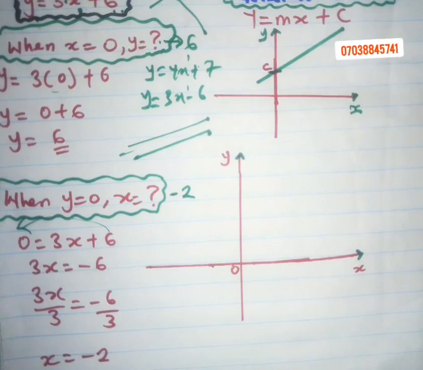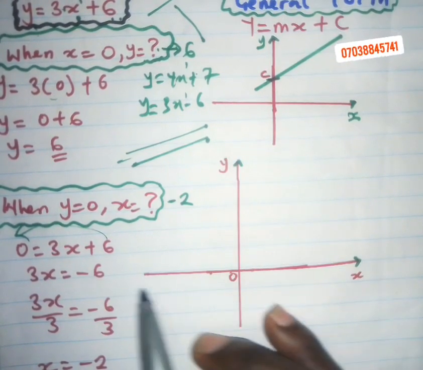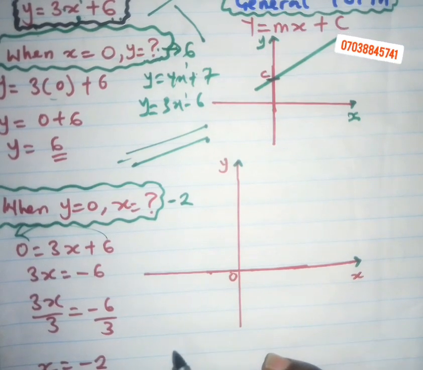Now let's sketch the graph. To sketch this graph, you just draw 2 lines. The vertical line is the y-axis. The horizontal line is the x-axis. You can see it's very, very simple.